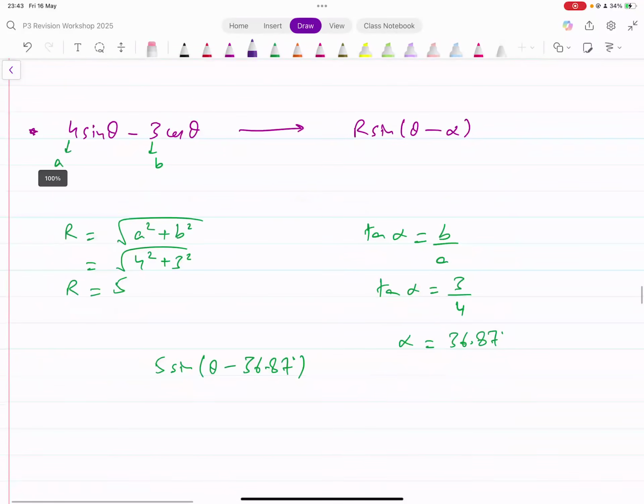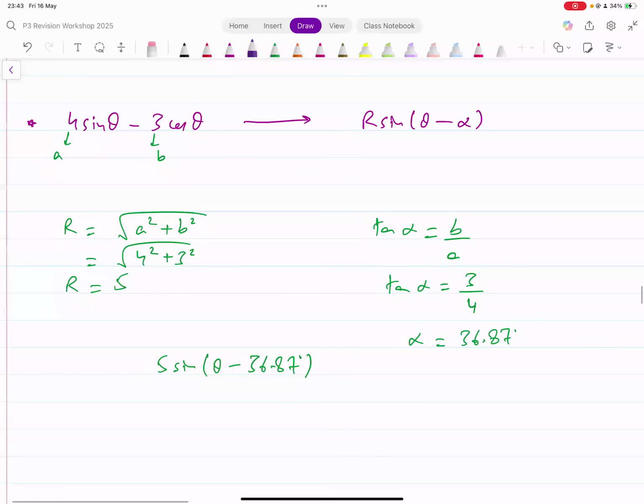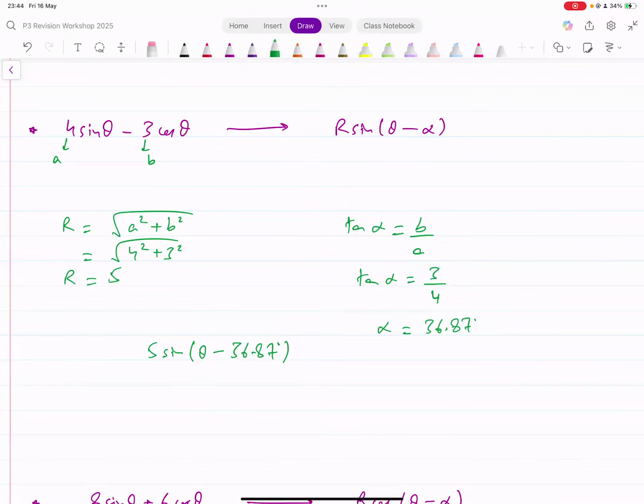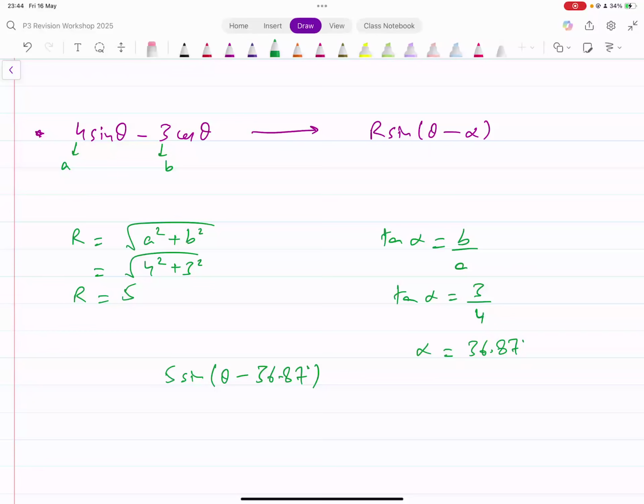For example, if you had 4 sine theta minus 3 cos theta, we wanted to convert that to r sine of theta minus alpha. All we have to do is we say a is equal to 4 and b is equal to 3. Use the formulas to find the values of r and alpha, and you get them like this.